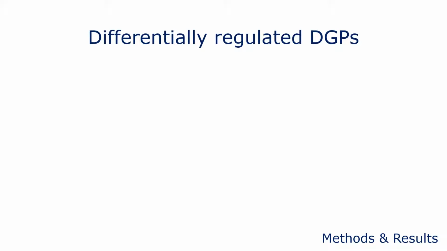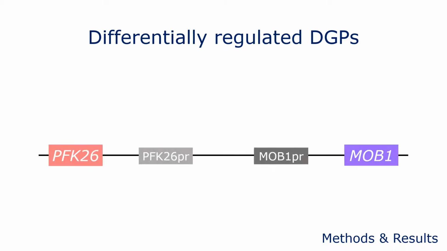Next, the authors wanted to study differentially regulated DGPs, which are not activated by a shared transcription factor like HTA2 and HTB2. In eukaryotic genomes, most DGPs are differentially regulated. They choose the PFK26 MOB1 DGP, again in yeast.